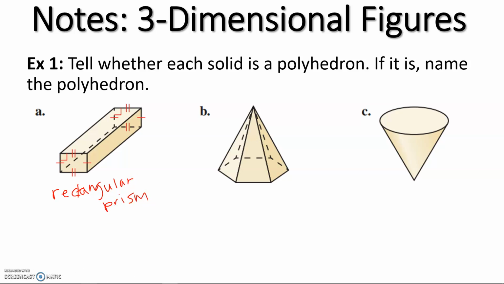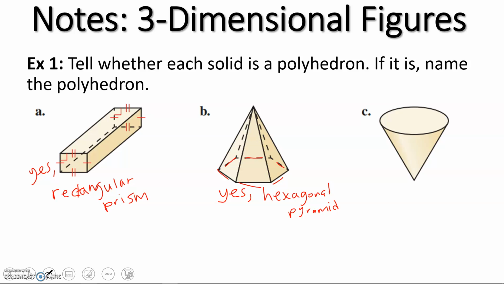Now on part B, we can see that the base is a polygon, so it is a polyhedron. So first off, on A, yes, polyhedron, rectangular prism. B, also, yes, polyhedron. Let's see how many sides it has. 1, 2, 3, 4, 5, 6. So we're going to call it a hexagonal pyramid, hexagonal because it has 6 sides on the base, and pyramid because it slants up to a point.